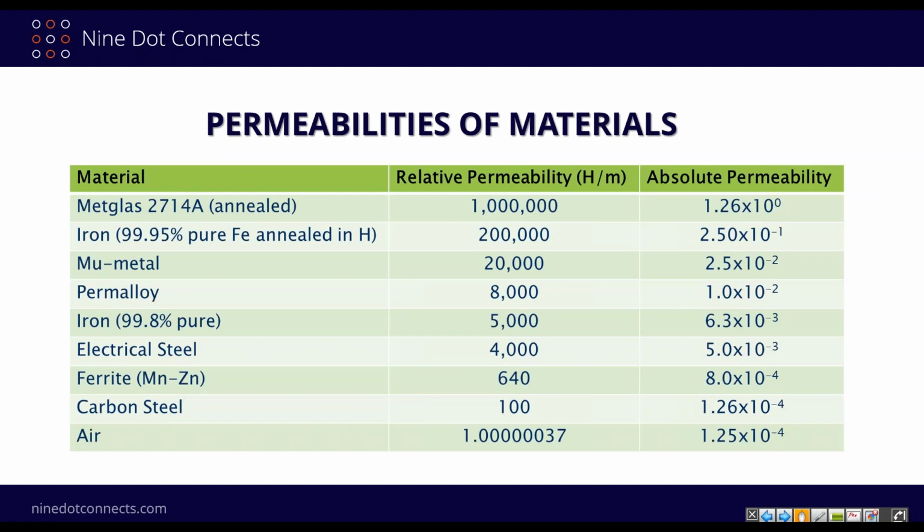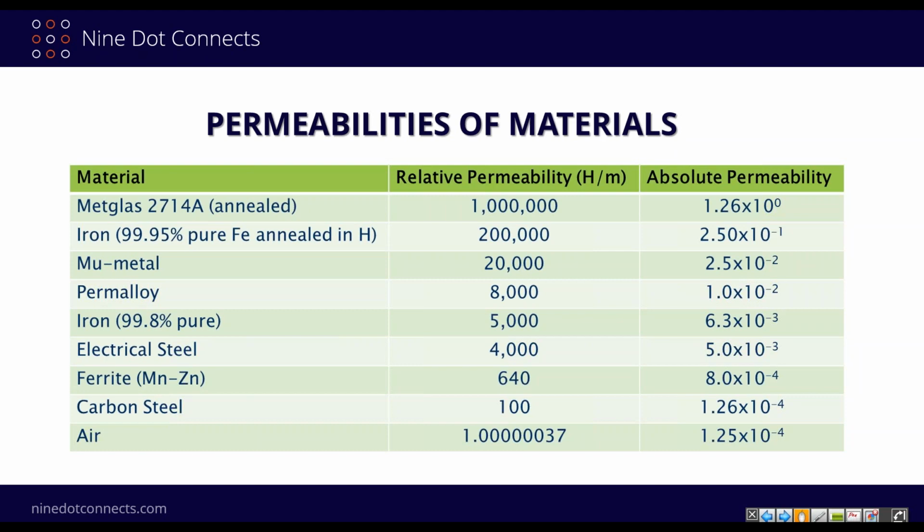You can see air is almost non-magnetic at all. There's a tiny little bit. I think it arises from the oxygen in the air, but it's very, very weak. Carbon steel, we can stick a magnet on. It sticks really well, and that's got a permeability of 100, so it works pretty well as just an old cheesy carbon steel. Ferrite, where they make manganese and zinc, is about 640. When they get to electrical steel, which is a much better grade, it's about 4,000. 99.8% pure iron is 5,000.